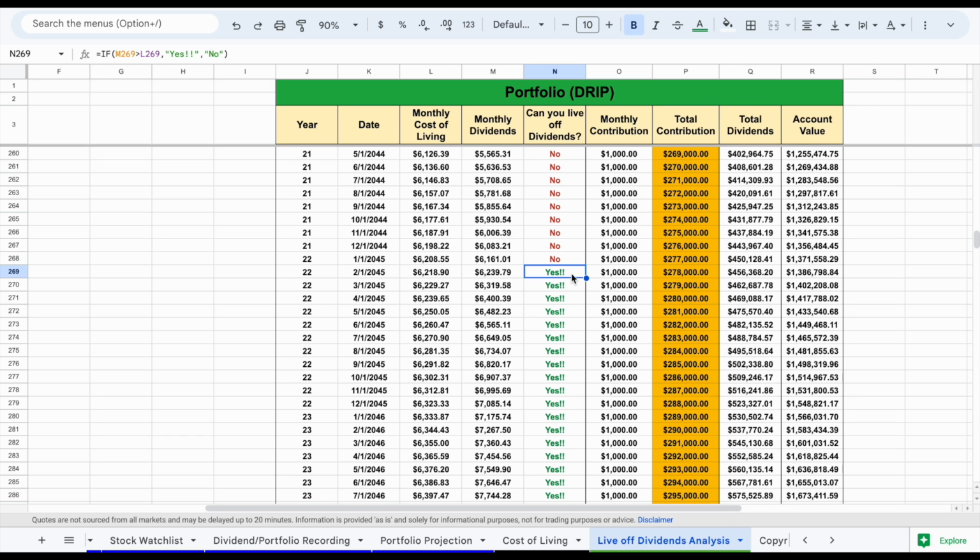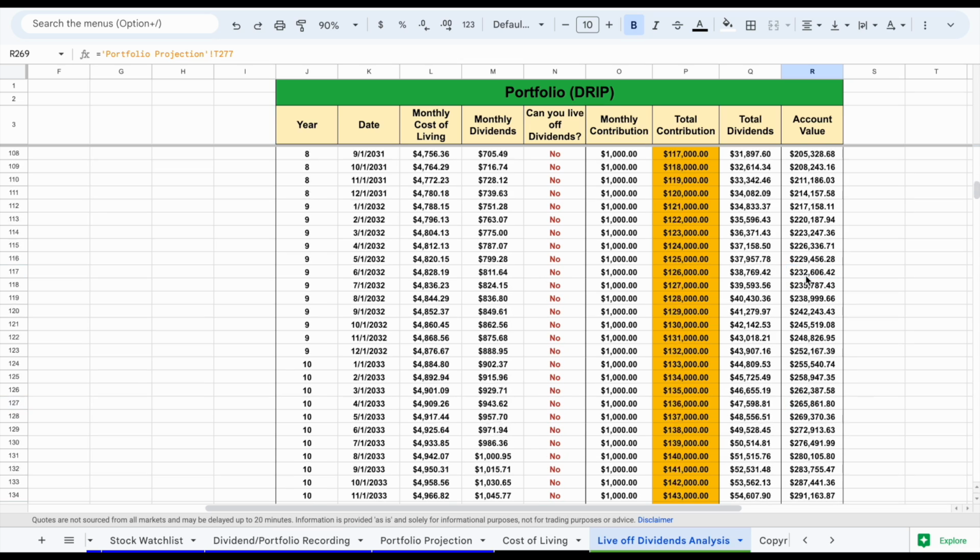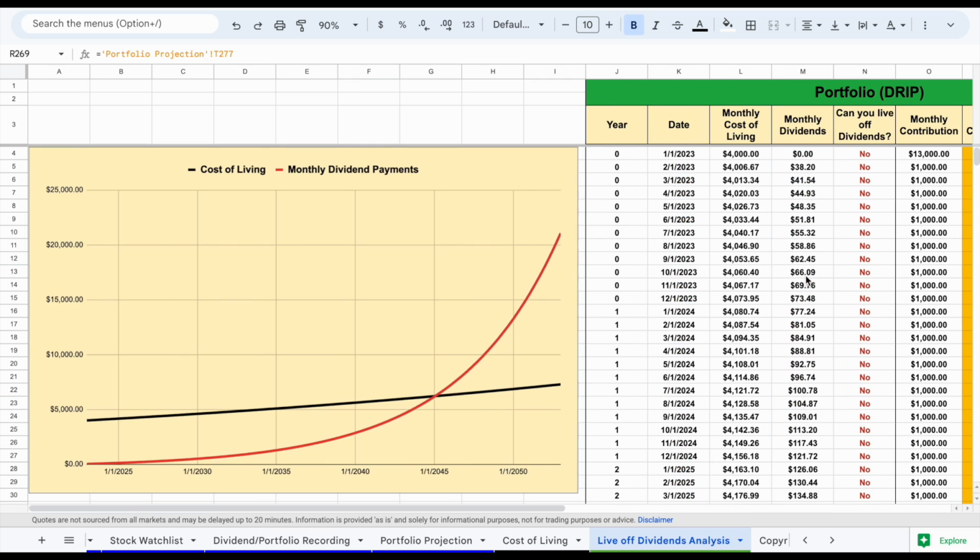So again, you can see, yes, we can live off of dividends. Our total contribution over that time period would be $278,000. The total dividends we would have received would be $456,000, and our account value would be about $1.38 million. So this is going to be a really cool tool to analyze if you're on track to be able to live off of dividends when you want to.